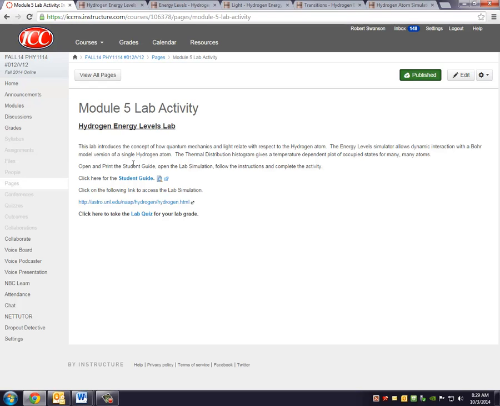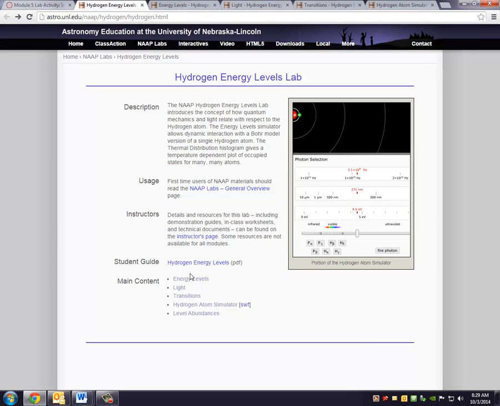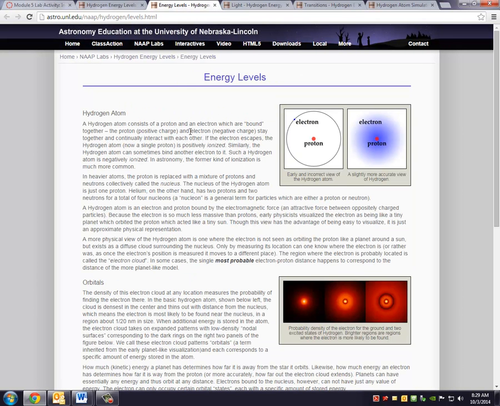So hopefully you found your way to the Module 5 lab activity page, and I do encourage you to go through the background material. When you click on this link, it's going to take you to the hydrogen energy levels activity. Go through the main content, go through the energy levels, the light, the transitions, before you jump into the simulator. The first page on the student guide does involve some of this background material. So I'll walk through it really quick, but I'm not going to read it all to you.